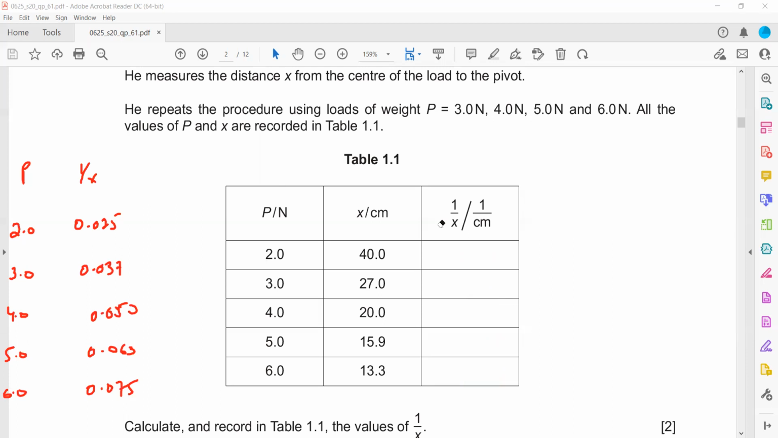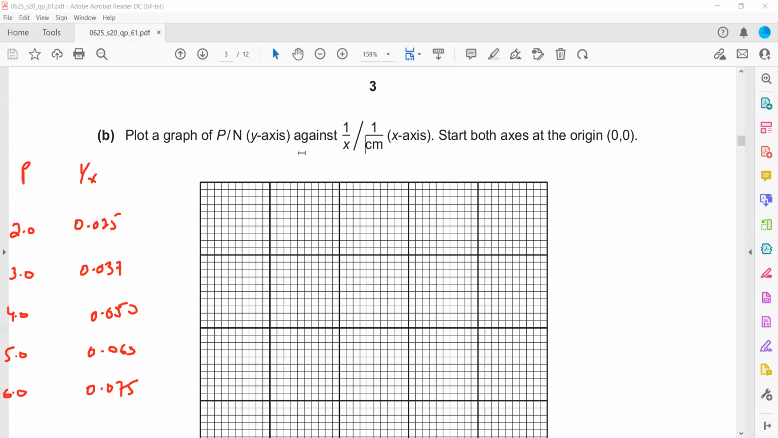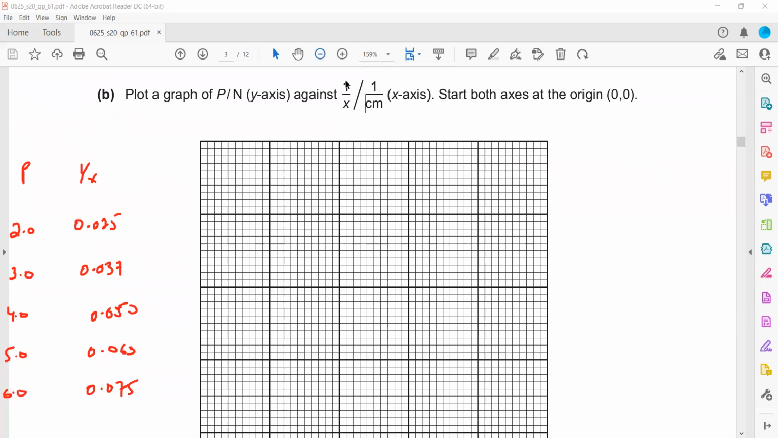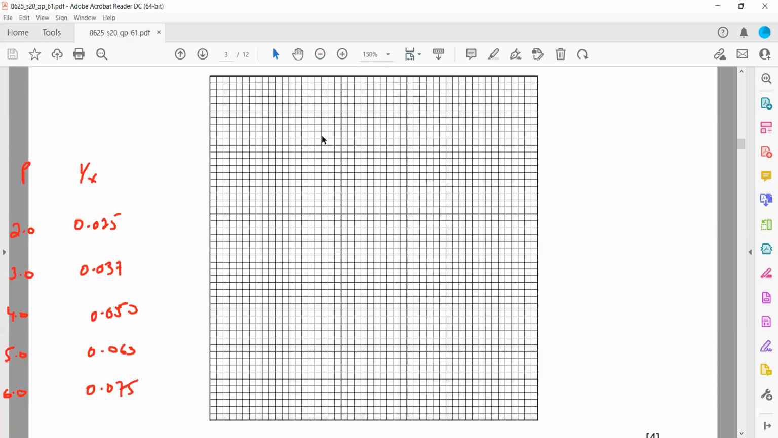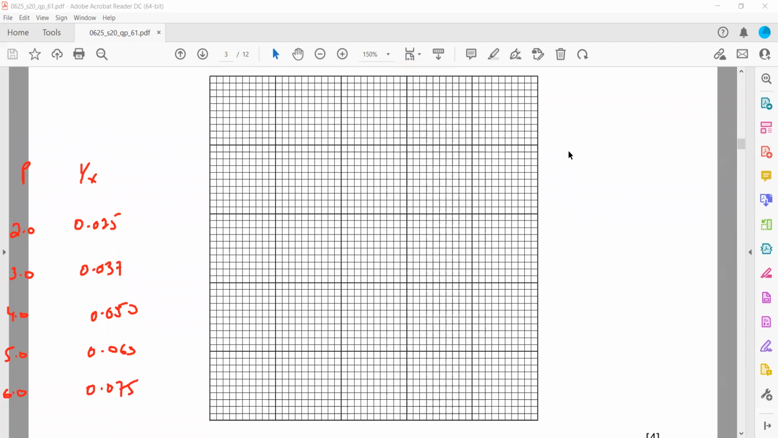And they mention which quantity should be there. Like here, plot a graph for p on y-axis and against 1 over x on x-axis. So as I mentioned already, p should be on y-axis and 1 over x should be on x-axis. And the second thing, start both axes at the origin, or 0, 0. So now it is compulsory that you should start the axis from 0, 0. You cannot start with any other number. It should start with 0, 0.